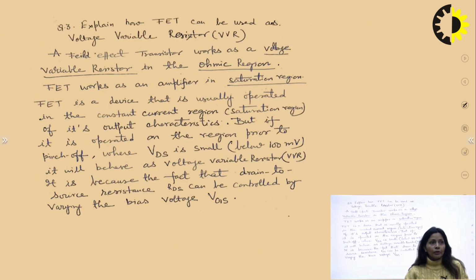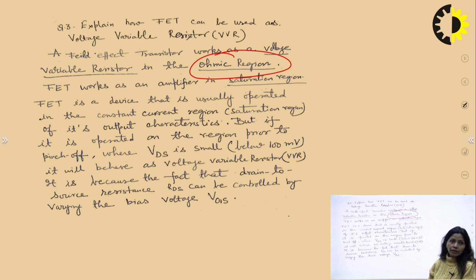Coming to the next question, again the same kind of question is here. They are asking how FET can be used as a voltage variable resistor. So they are again asking the question and you have to answer only according to the VVR, right? A field effect transistor works as a voltage variable resistor in the ohmic region. Again, you have to mention where it is working as VVR, in the ohmic region. FET works as an amplifier in the saturation region, clearly mentioned.